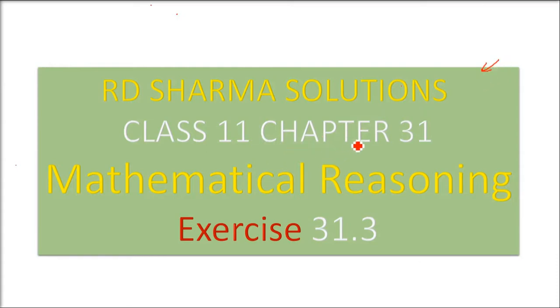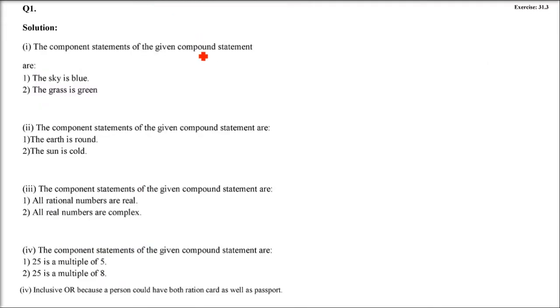This is R.D. Sharma solution, class 11, chapter 31, mathematical reasoning. Exercise is 31.3. The first question is, find the component statements of the following compound statements. Compound statements means combination of the statements through connectives.